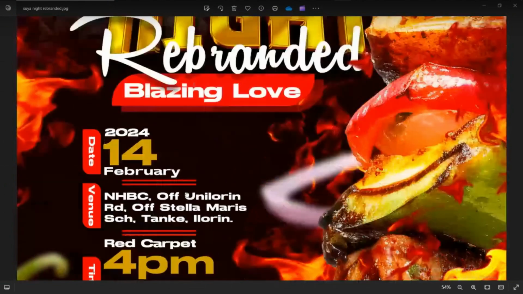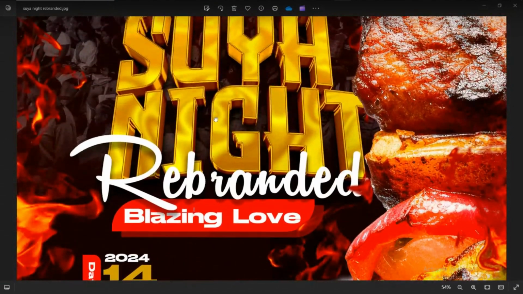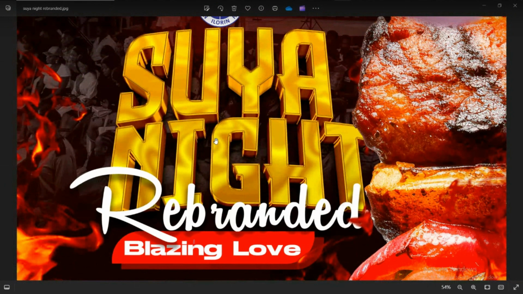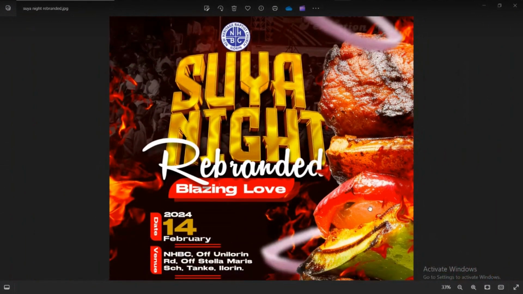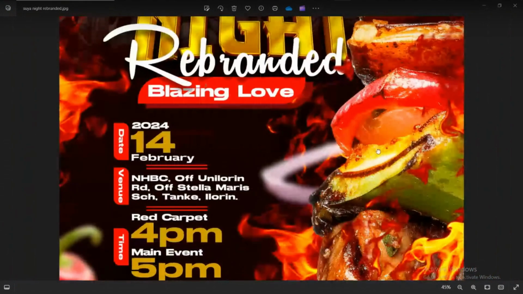Now, the importance of all of this is that we are inviting you to this program. First is Suya Night. We are trying to sell the Suya Night rebranded, and we'll be able to get that right by saying, okay, Suya Night having that nice text mock-up, and it's coming out nice with the background. But you will notice that it's only we that are in church that understand that, okay, Blazing Love is actually the theme of the program. But anybody outside there might not even see Blazing Love. What we are trying to say is Suya Night rebranded, and we've effectively sold that with the suya and the fire and everything like this.